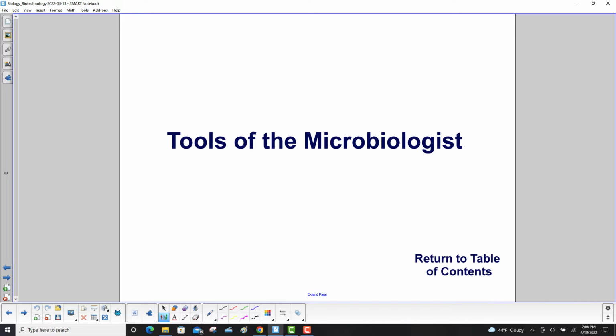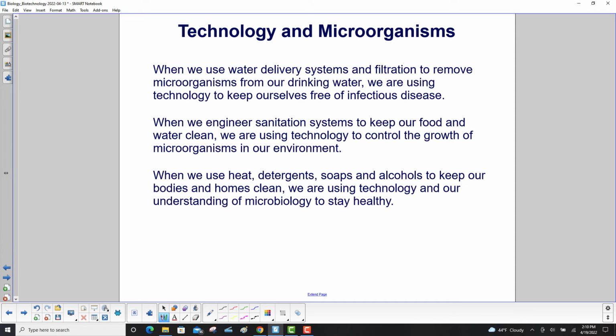Tools of the microbiologist. When we use water delivery systems and filtration to remove microorganisms from our drinking water, we are using technology to keep ourselves free of infectious disease. When we engineer sanitation systems to keep our food and water clean, we are using technology to control the growth of microorganisms in our environment. When we use heat, detergents, soaps, and alcohols to keep our bodies and homes clean, we're using technology and our understanding of microbiology to stay healthy.